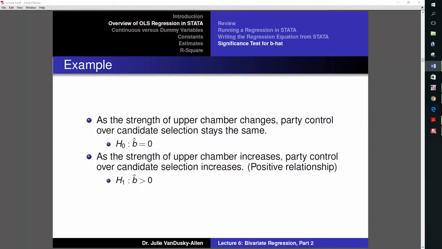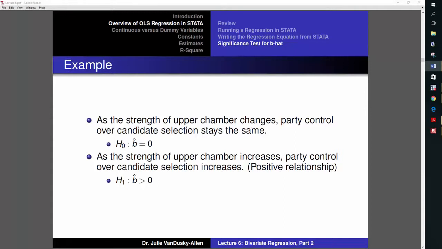Recall from Lecture 5, the first thing you need to do when conducting a significance test is write your null hypothesis and alternative hypothesis. These are based on your original hypothesis. So based on our hypothesis regarding strength of upper chamber and party control over candidate selection, our null hypothesis should be as the strength of upper chamber changes, party control over legislative candidate selection stays the same, or H0 colon b hat is equal to 0.